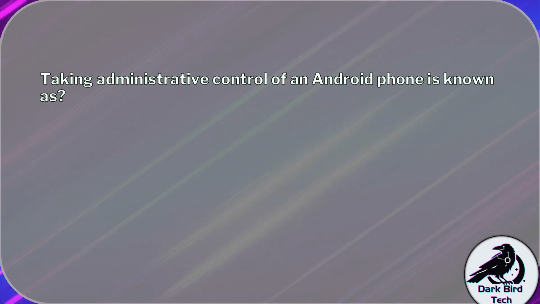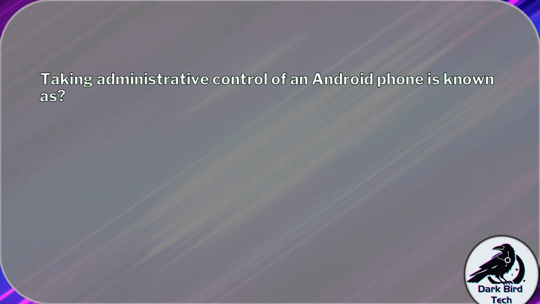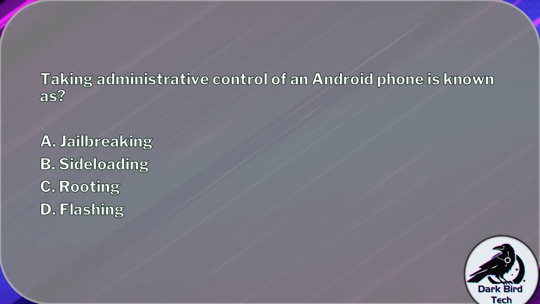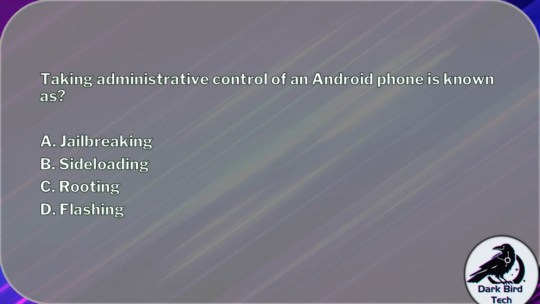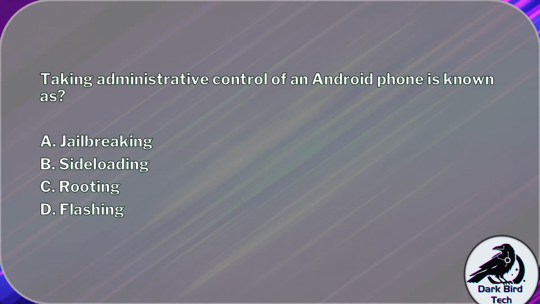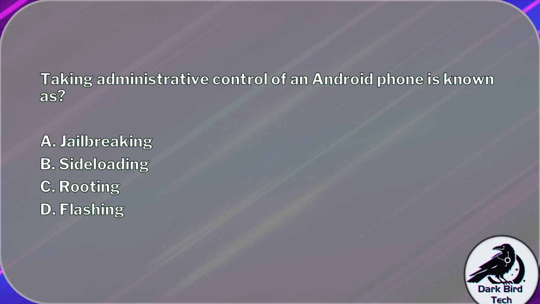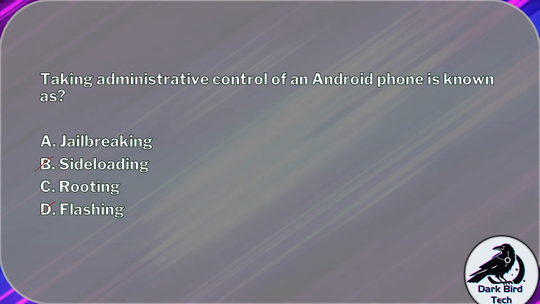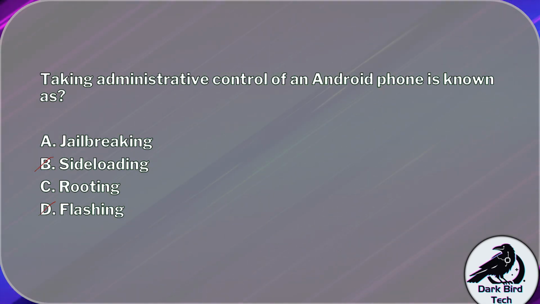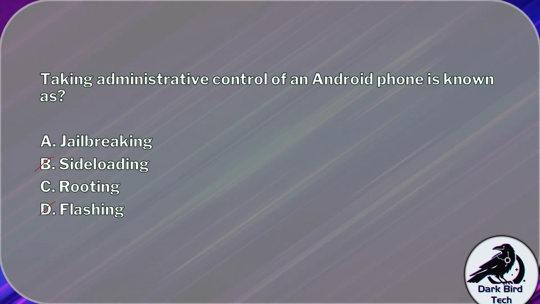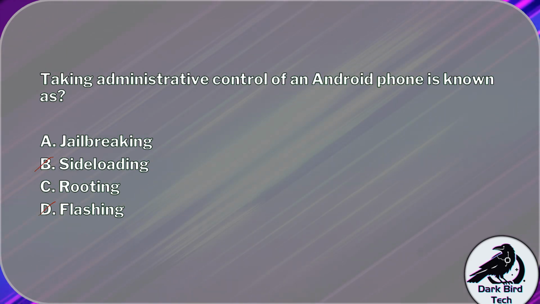Moving along. Next up, taking administrative control of an Android phone is known as jailbreaking, sideloading, rooting, or flashing. Now, I'm hoping some of you thought about the answer straight away as soon as you heard me say that. But for those of you that need to work it out, don't feel bad if you have to. Flashing and sideloading are not contenders here. Sideloading is where you install an app outside of the App Store. Flashing is normally where you're replacing the software on some sort of flash storage.